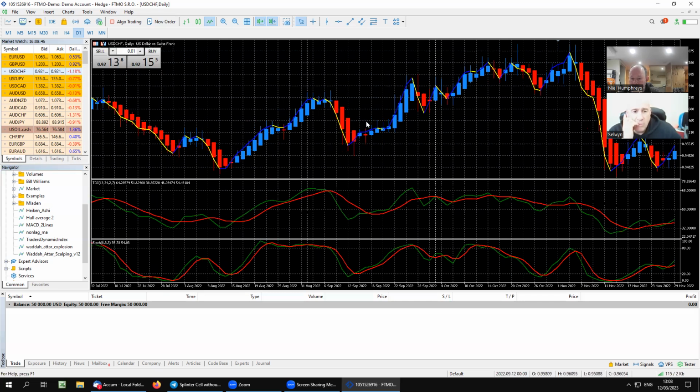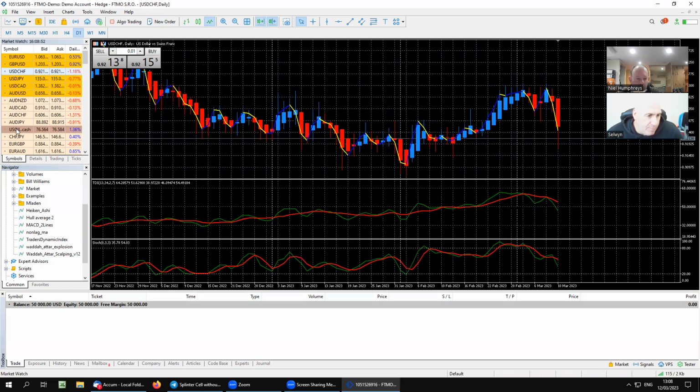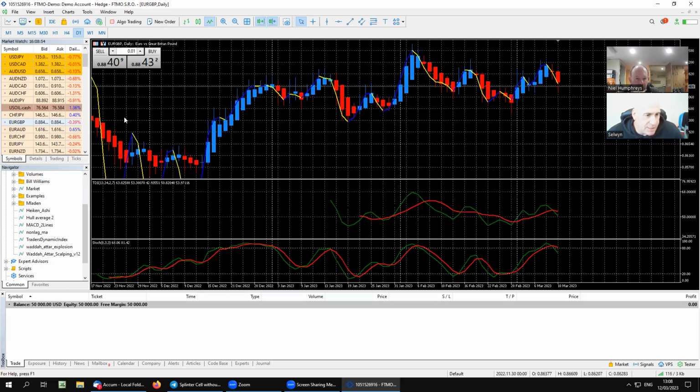Totally agree with you. Why do you go to Euro GBP? You said you don't think it's right. That's on a daily. It's red. So why aren't you saying it's because it's crossed over? Why don't you think that's going to drop? Because the next time we'll see this will be on this candle after midnight on Monday morning.